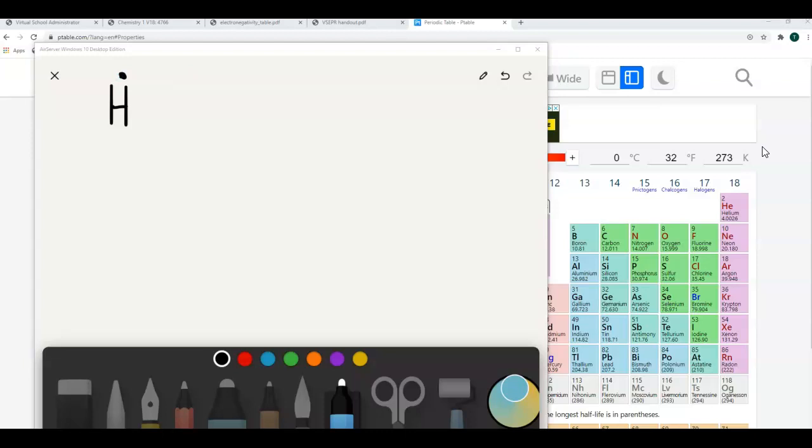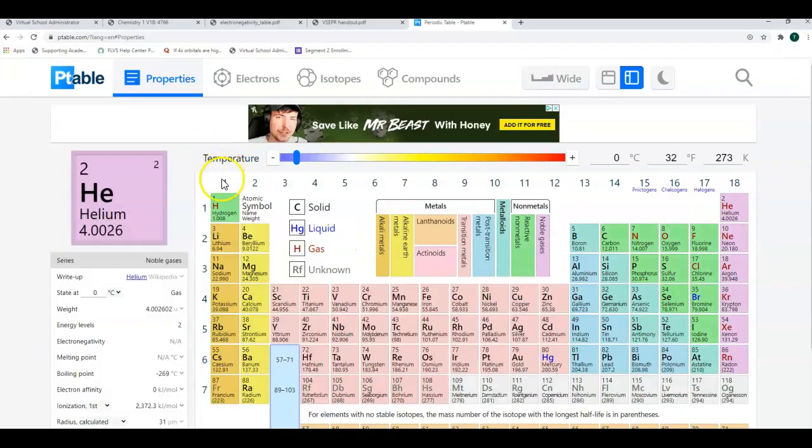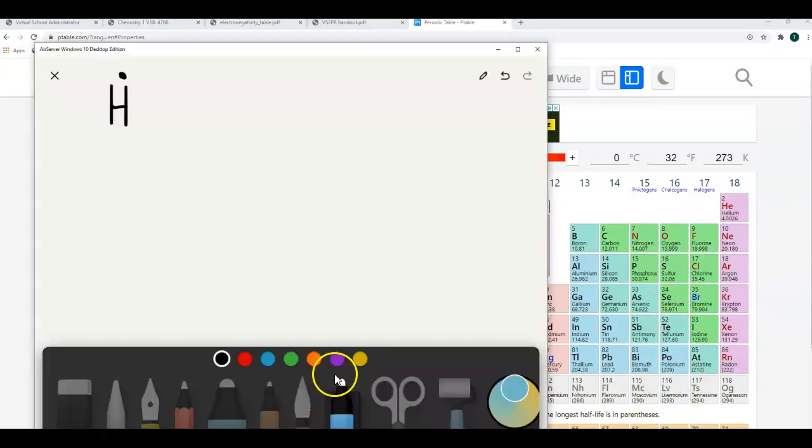Now we're going to do the same thing for oxygen. Let's find oxygen. You can see it right over here. It's in column 16. If you look here, that means it has 1, 2, 3, 4, 5, 6. Anything in this column has 6 valence electrons. So I'm going to draw oxygen with its 6 valence electrons: 1, 2, 3, 4, 5, 6.